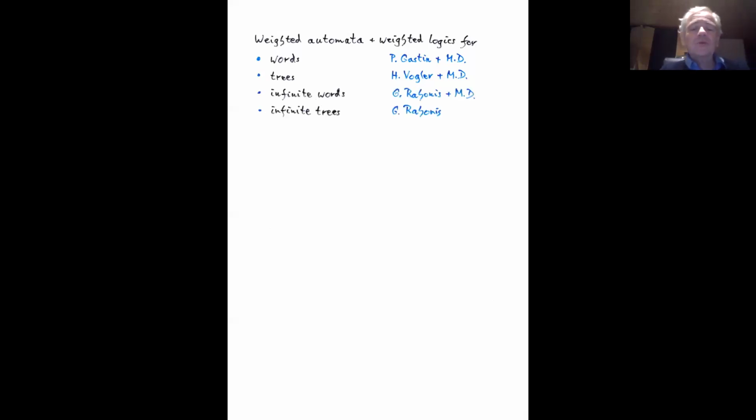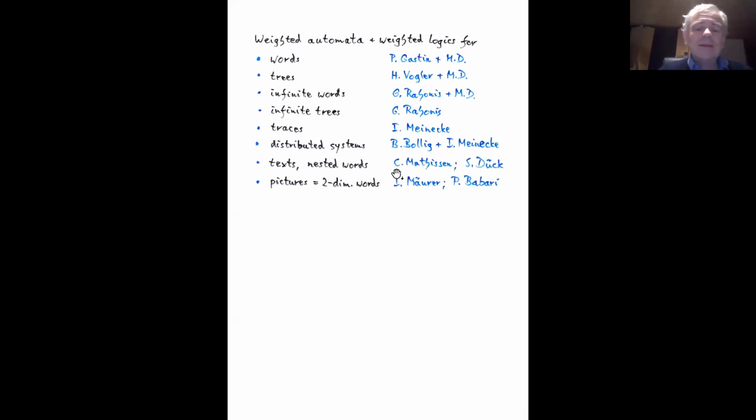One can look at infinite words. This is what I did with George Rahonis, and he looked at infinite trees. One can look at traces, which are free partially commutative monoids, and they have been used for distributed systems. One can look at texts and nested words, which was done by Christian Mathissen and Stefan Dück, and one can look at pictures, which are rectangular, two-dimensional words, by Ina Meurer in her PhD thesis. One can look at timed words for real-timed automata.